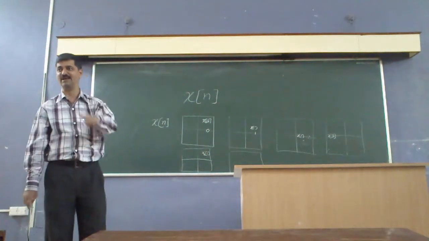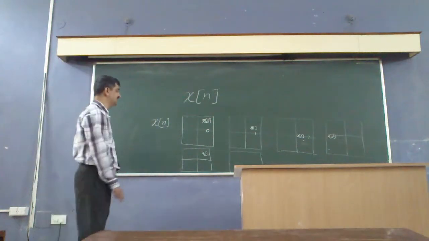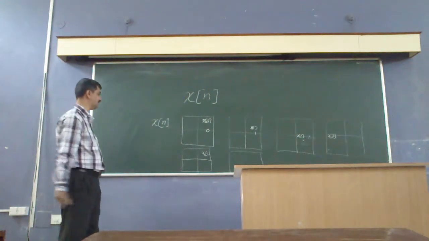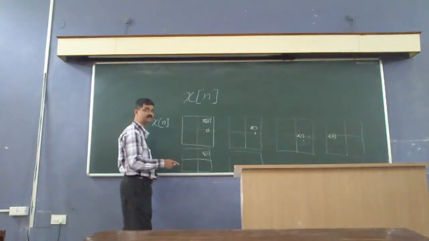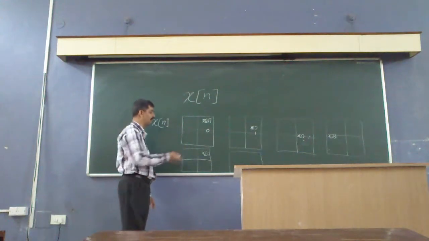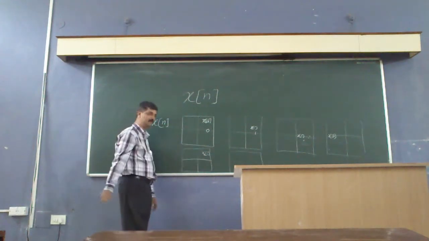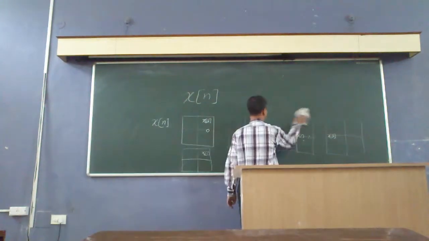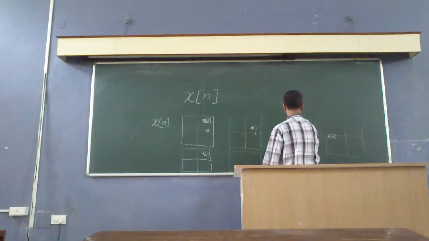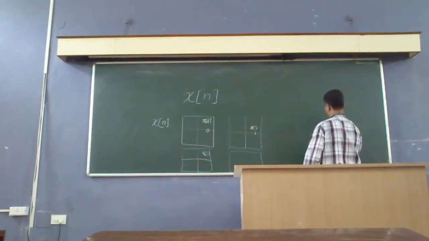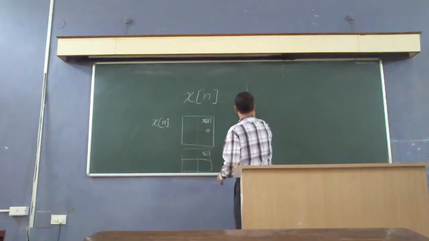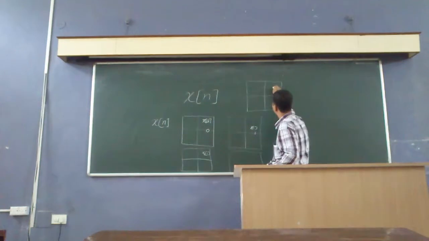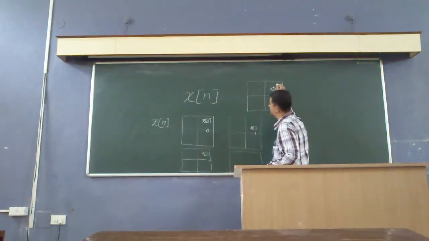The next subsequence is x1, x1n. How is x1 moving? x1n can have some value. x1n can have some value at n equal to 0. Then I write the movement of x1n. So somewhere it is x10, right?